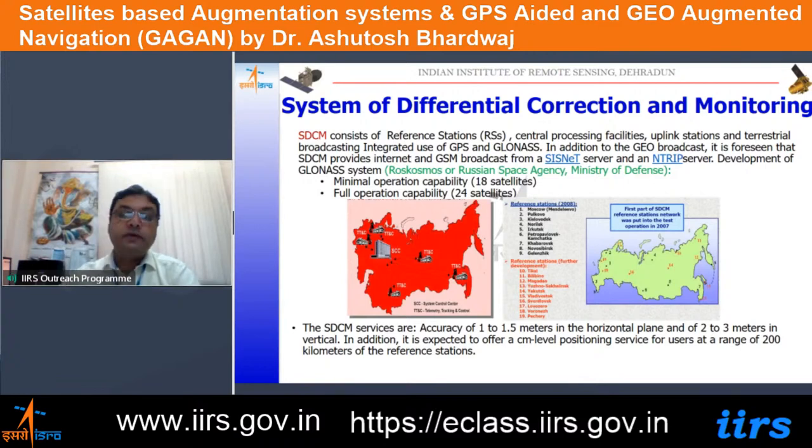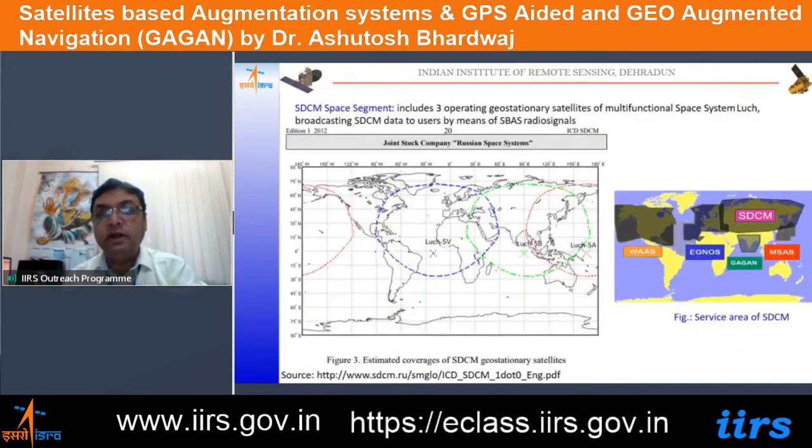As we move away from the reference stations, there is a deterioration in the accuracy. However, they are using the GNSS technology combined with the SBAS technology using the known reference stations, and they are attempting to provide centimeter level accuracy for the different users. These are the footprints of the geostationary satellites which are being used by Russia. So Luch 5B, 5B and 5A are providing the SDCM service for a very large region.